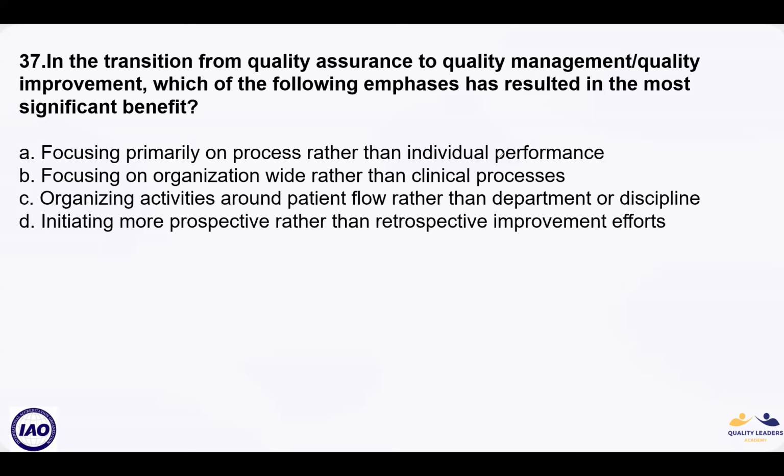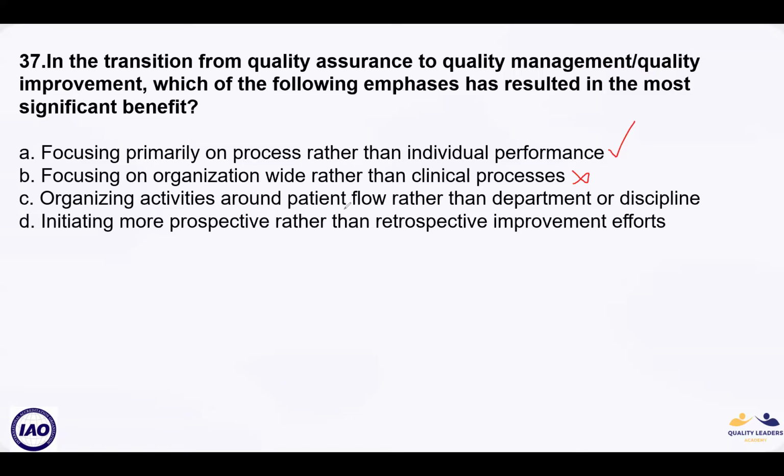Option A, focusing primarily on process rather than individual performance. Yes, because this is one thing which has actually led to huge benefit. Because remember that Deming proved that most of the problems are within the systems and processes. When you fix the right source, that leads to most significant benefit. Option B, focusing on organization wide rather than clinical processes. No, because expanding scope is a benefit, but it's secondary to correctly identify where the problem originates. So this is not the right answer for this question.